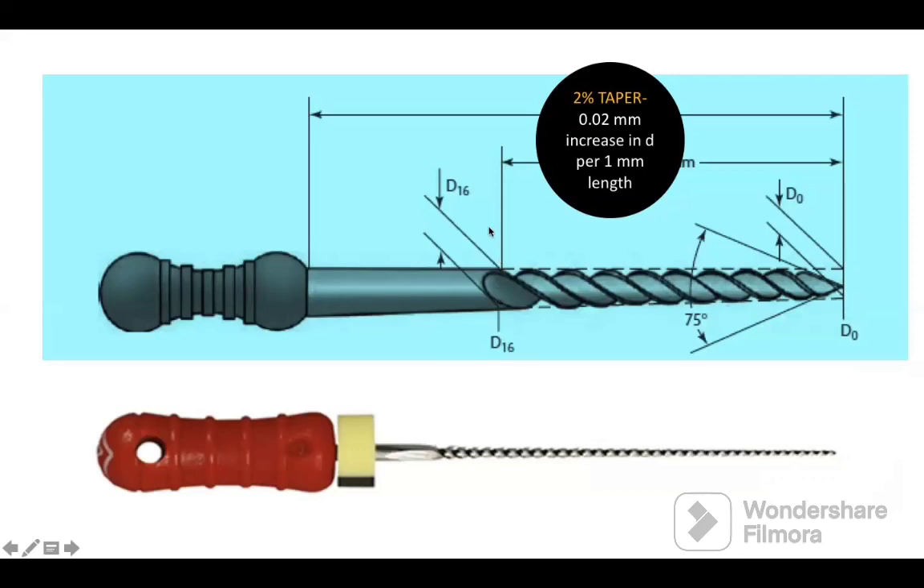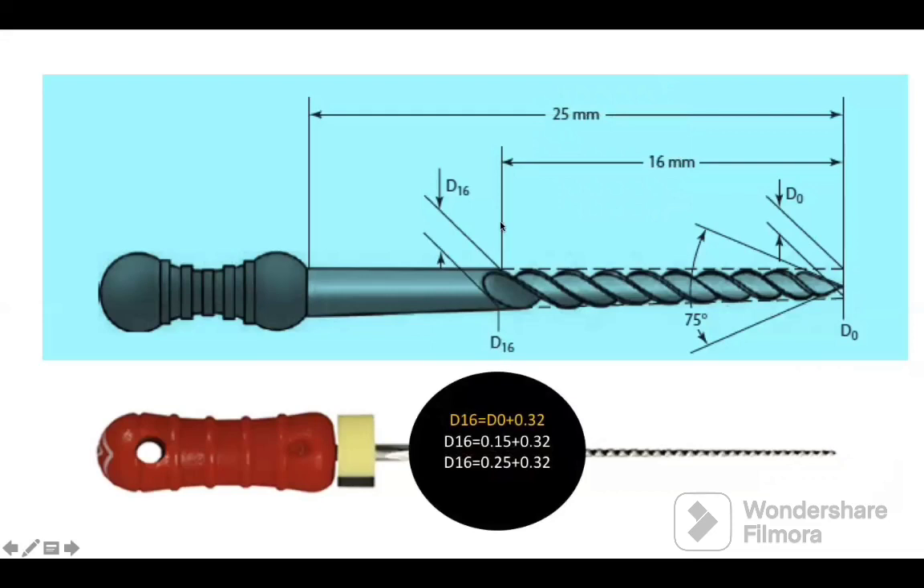And this point here, this dimension here is referred to as D16. The diameter at the end of the termination of the cutting edges or blades is referred to as D16. So the dimension at D16 can be calculated by the formula as D0, which is the diameter at the tip, plus 0.32. So this 0.32 was derived from the taper of the instrument. So the dimensions can be calculated for different files based on their numbers. So a 25 number file will have the D16 as 0.25 plus 0.32.